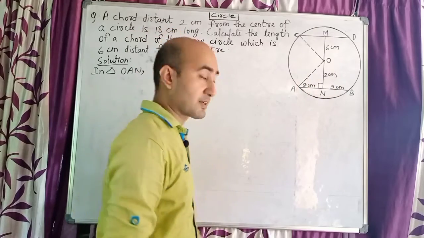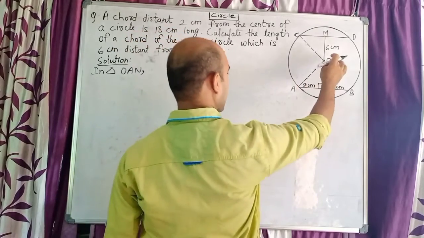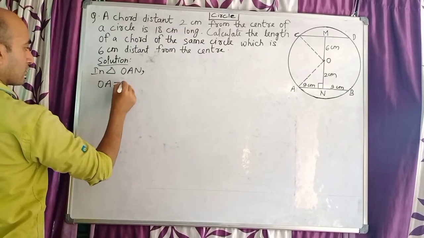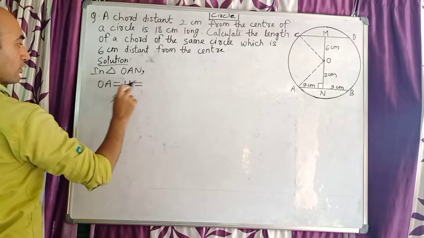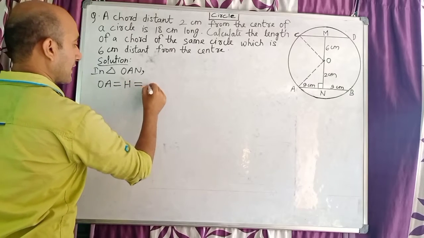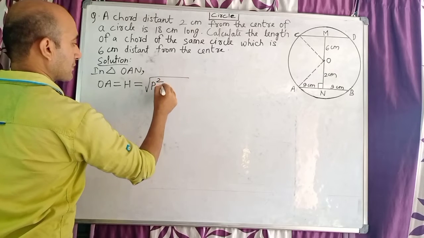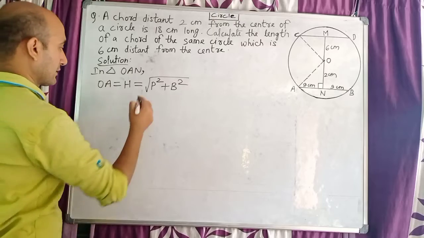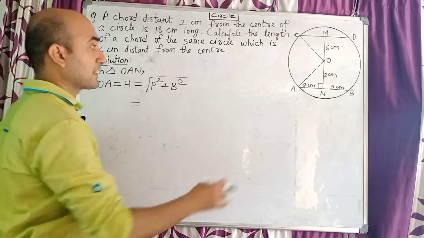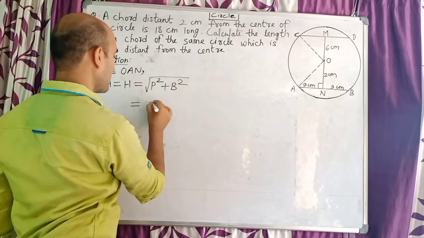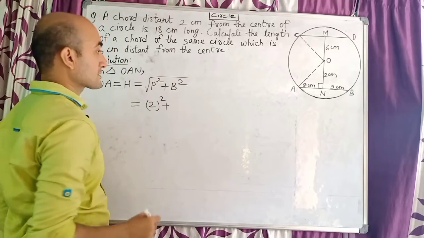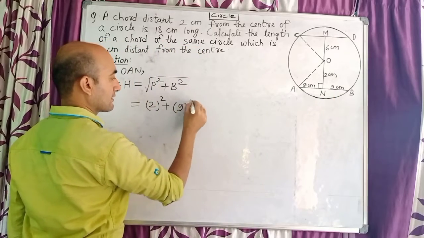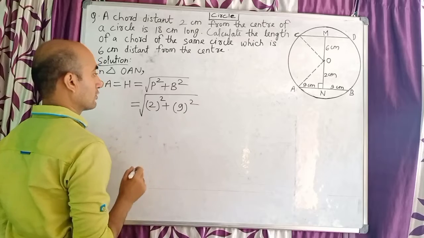So hypotenuse is not given, and let me remind you, hypotenuse is the radius, and hypotenuse name is OA. So I will write OA equal to H, that is hypotenuse, and OA value will come applying hypotenuse formula, and its formula is root over P square plus B square. This is the formula of hypotenuse, Pythagoras theorem. And here perpendicular is 2, so you can write 2 square plus your base is 9, so 9 square, and this is root over.